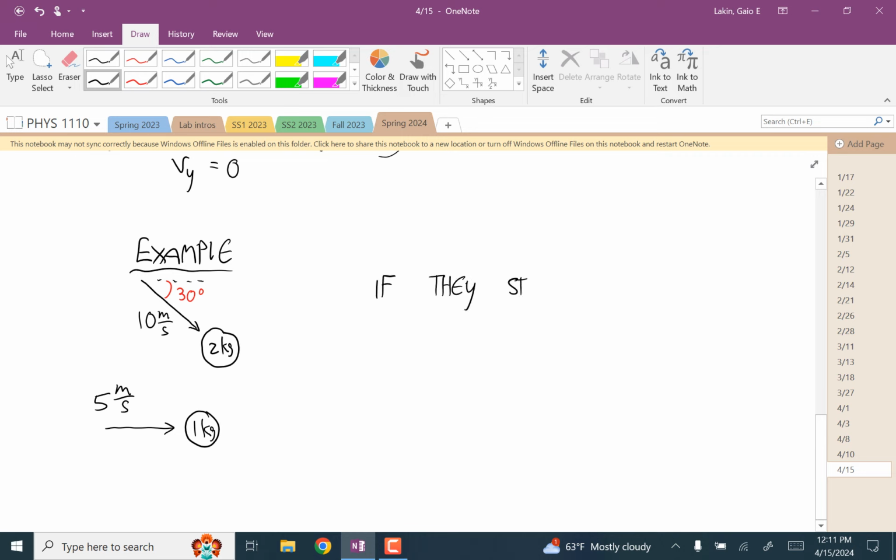If these stick together after the collision, what's their combined velocity after?